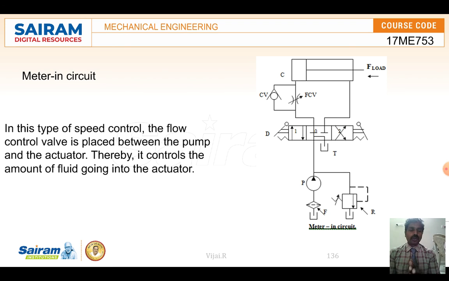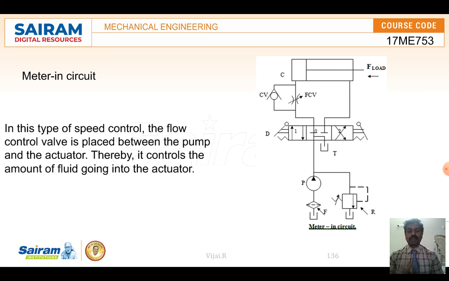at that time I am going to fix a flow control valve there, which will guide the piston to move very slowly. The amount of fluid which goes through this flow control valve will be controlled with the help of this flow control valve. So this is the meter-in circuit. In this circuit, the flow control valve will be present between the pump and the actuator. So when the liquid is going into the actuator, you keep it there for the movement.